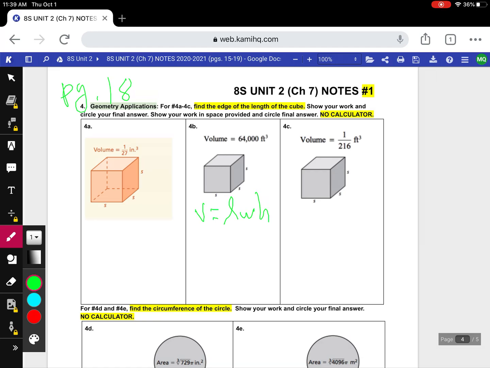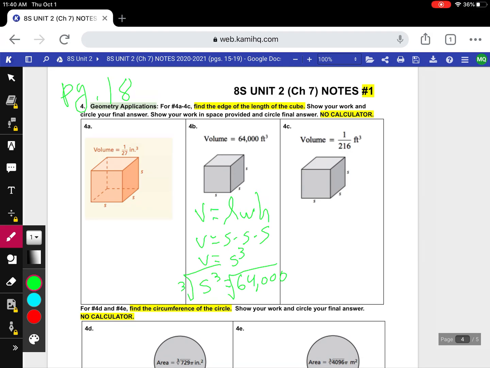Okay, volume equals length times width times height. We know in a cube that all of our sides are the same. So volume equals side times side times side, and that's going to give you volume equals side cubed for a cube. Side cubed equals 64,000, okay? We're going to cube root both sides because the inverse of cubing is cube rooting.